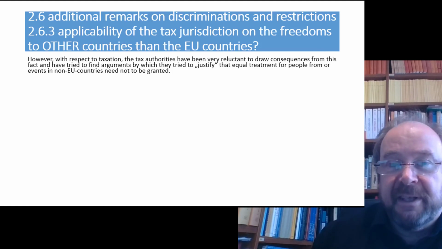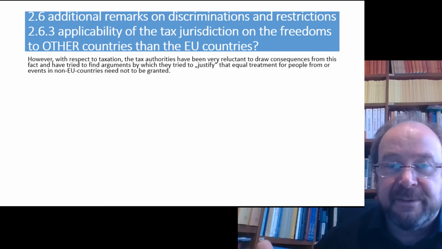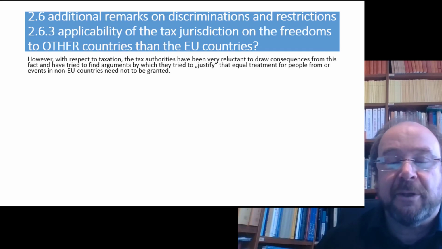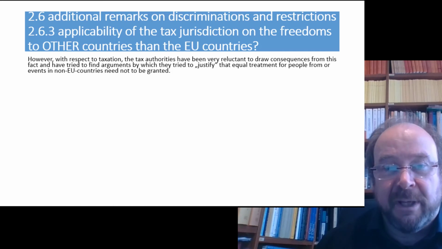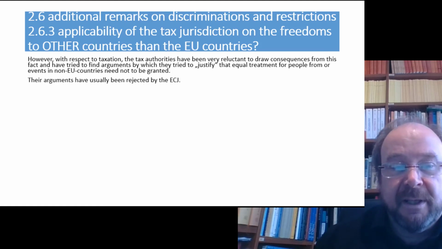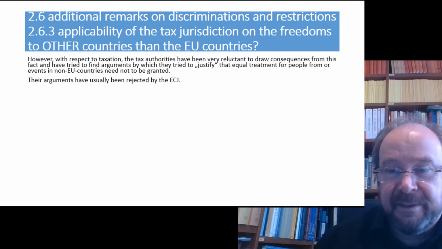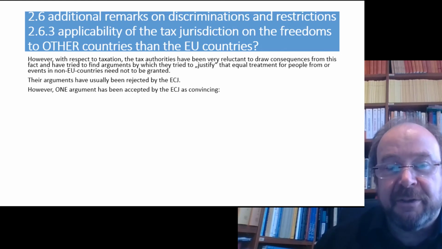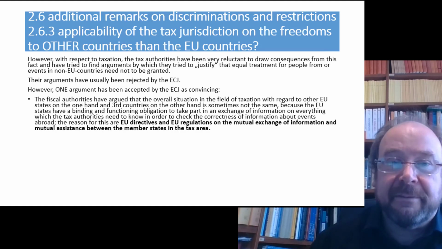For example, the tax authorities have always been very, very reluctant to draw consequences from these freedoms with regard to third countries. They always wanted to prevent that, and so they tried to bring arguments why in the relation with third countries they were still free to do what they wanted. The arguments have usually been rejected by the ECJ, but there was one major argument which was brought forward and accepted, probably for diplomatic reasons.